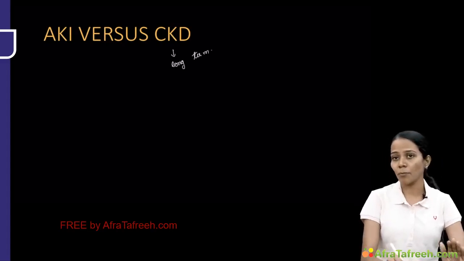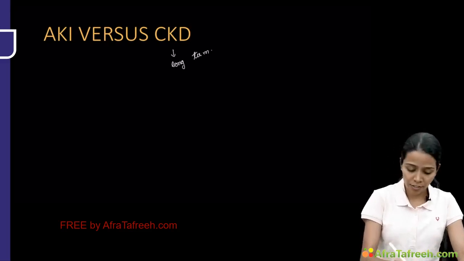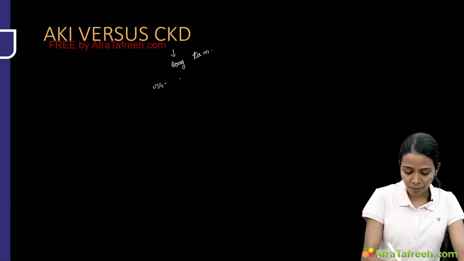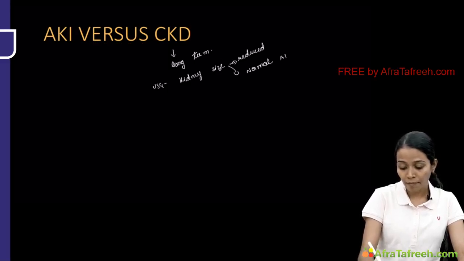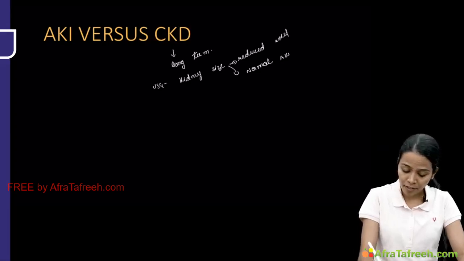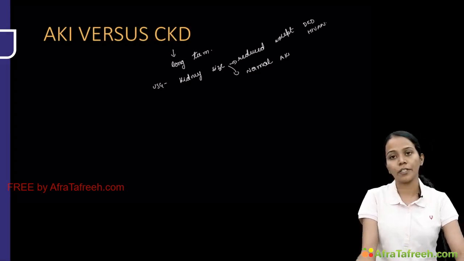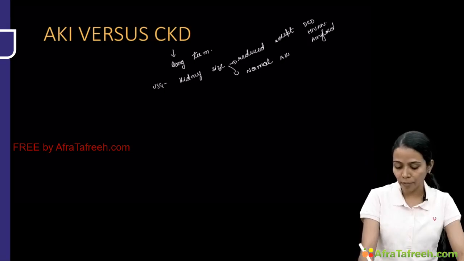Apart from it, the most important thing that differentiates between AKI versus CKD is in investigation. That is when we do USG, the kidney size will be reduced in CKD and normal in AKI. So now it's the time to recollect which is the CKD with normal kidney size, that is diabetic kidney disease, HIV associated nephropathy. So in these two conditions and amyloid, even though there will be CKD, there will be normal sized kidneys.